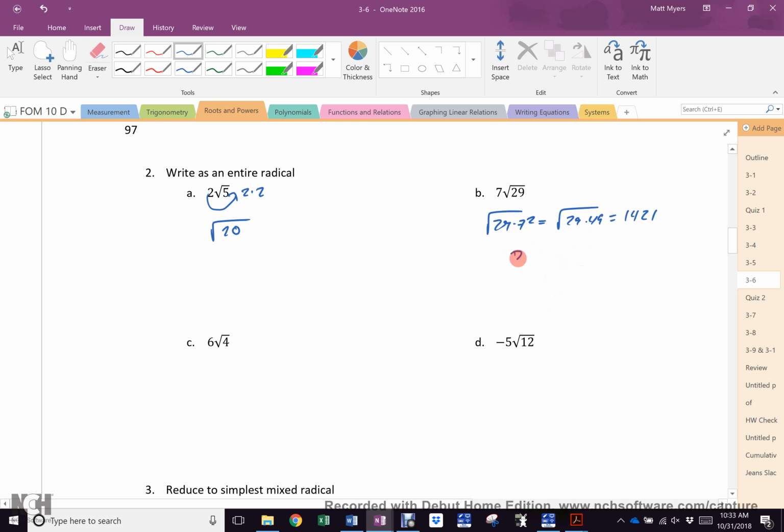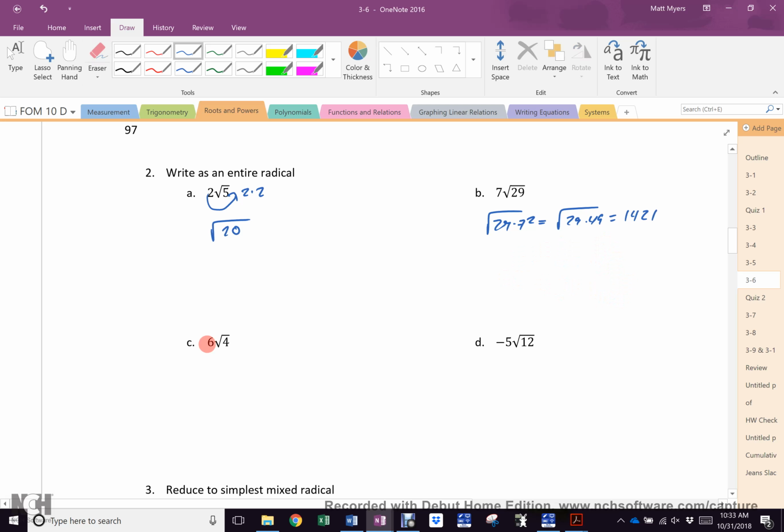I would go 29, 49. 20 times 40 is 800. 20 times 9 is 180. 40 times 9 is 360. 9 times 9 is 81. And then add that up because those are easy numbers to add. That's what I'd do.